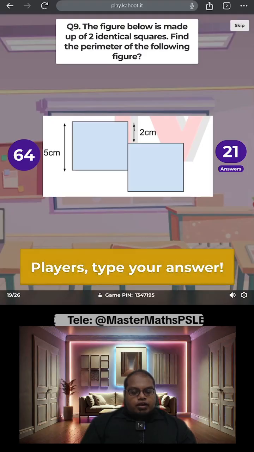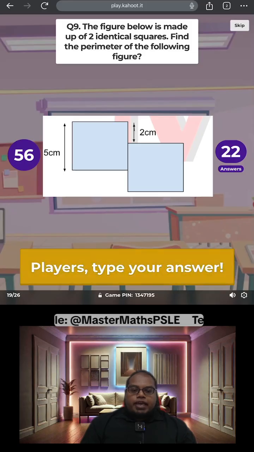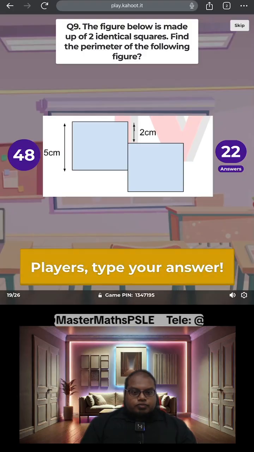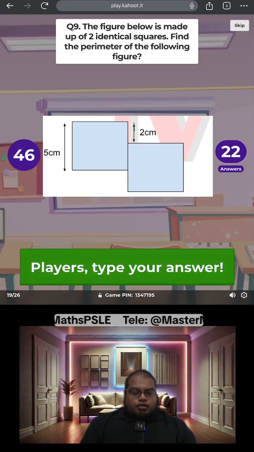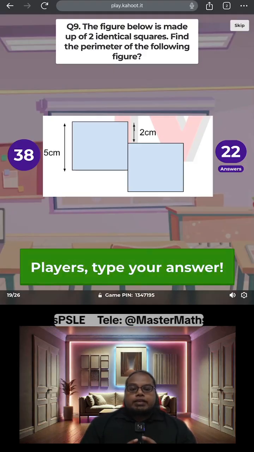Okay, Firhan, did you leave the Kahoot or are you still in the Kahoot? Now, if you put cm2, you may get it wrong, even though your answer is correct. Still in. Okay, good. Might not be 40. 40 is if the squares are not connected. Then it might be 40.